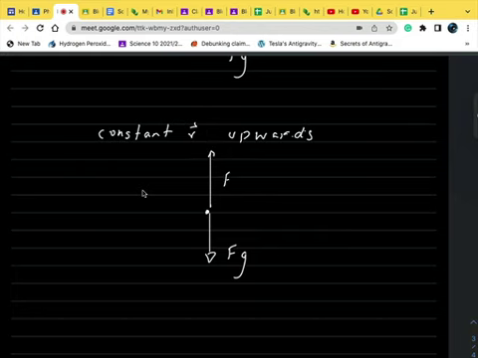Has to be. Now sometimes you'll see it, I'm going to call it FA. Sometimes you'll see it written as FT. It's the same thing, tension in a cable. It's just an applied force. And yes, FA in magnitude is equal to FG.